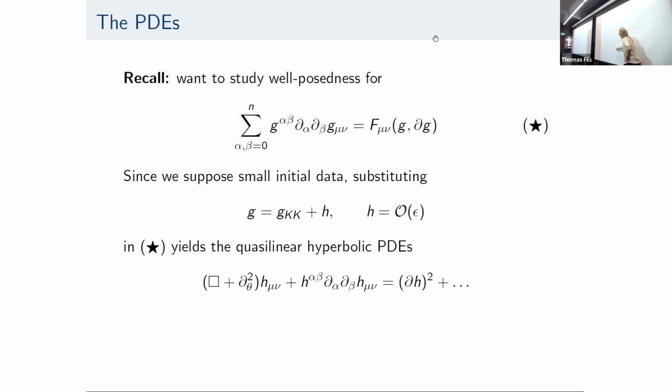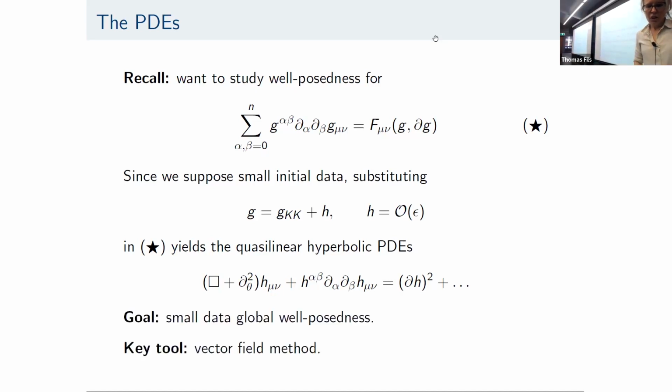Again, it's a system, and mu and nu range over all the different possibilities. I've got the wave operator, box, the usual wave operator that you know, minus dt squared plus the Laplacian. I've also now got the Laplacian of the circle, d theta squared. I've got a quasi-linear part here, and a semi-linear part here.